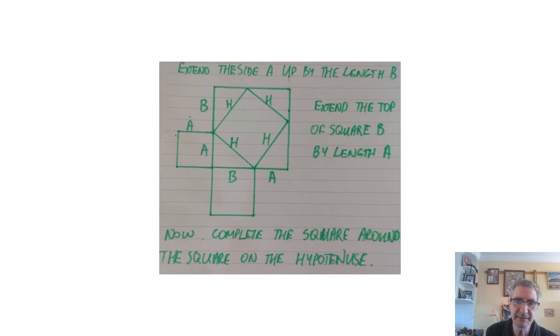Then we complete the square around that. So now we've got a side all the way along here. And you can see that the top side, if that is B and that is H, that'll be length A and that'll be length B. So you can see these have interchanged, those have interchanged, but the overall length of both of these sides is A plus B.